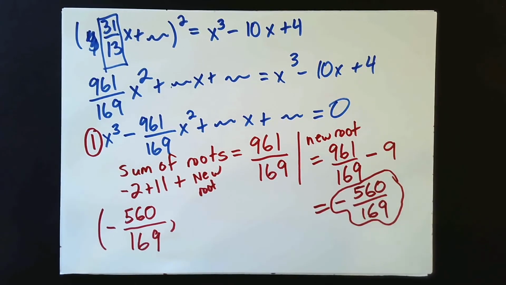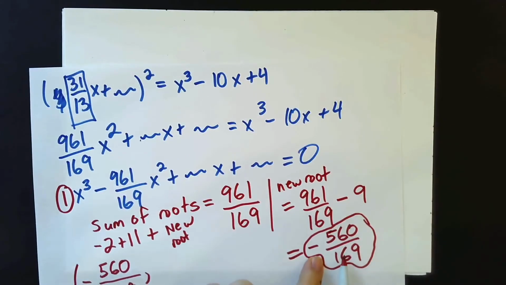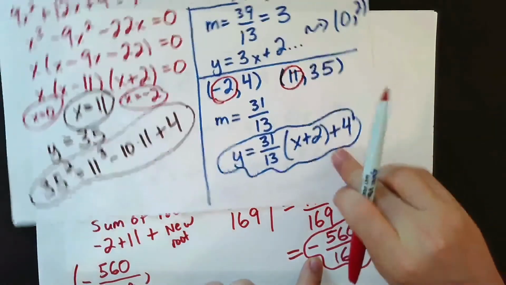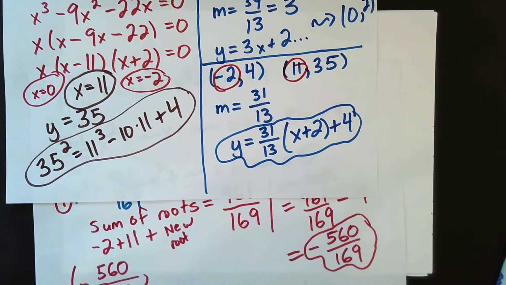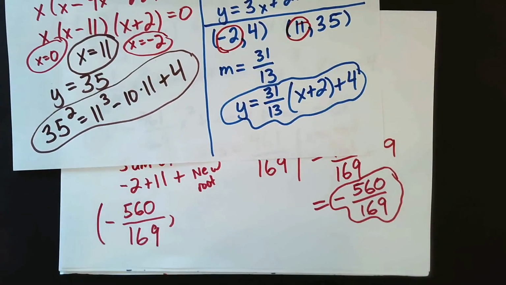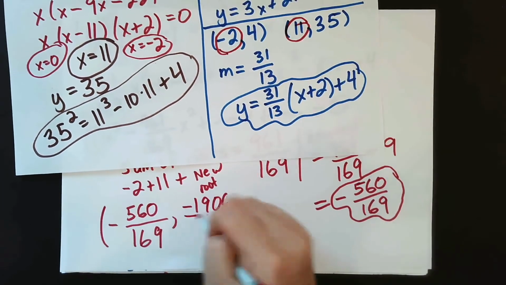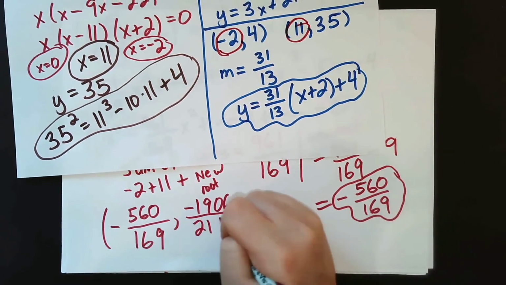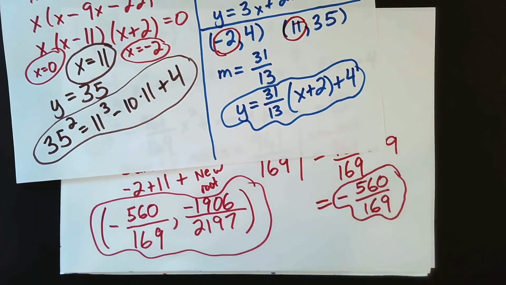And to get the y-coordinate, quote unquote, all I have to do is plug this x-coordinate into this formula for y. And upon doing that, we are happy to discover that the y-coordinate of our new point is negative 1906 over 2197. And so through this process, on this particular cubic curve, we can generate an infinite number of points.